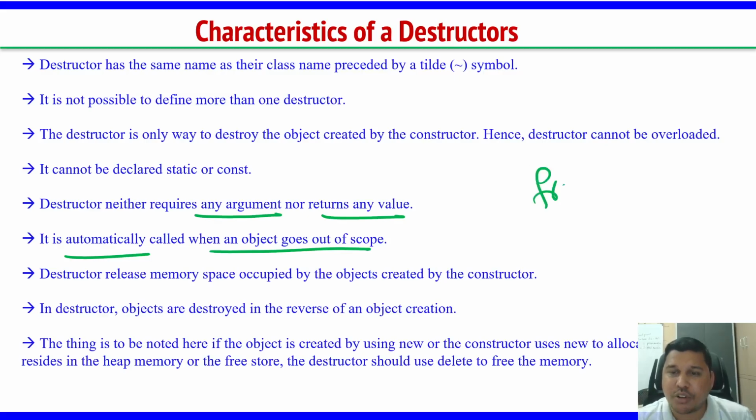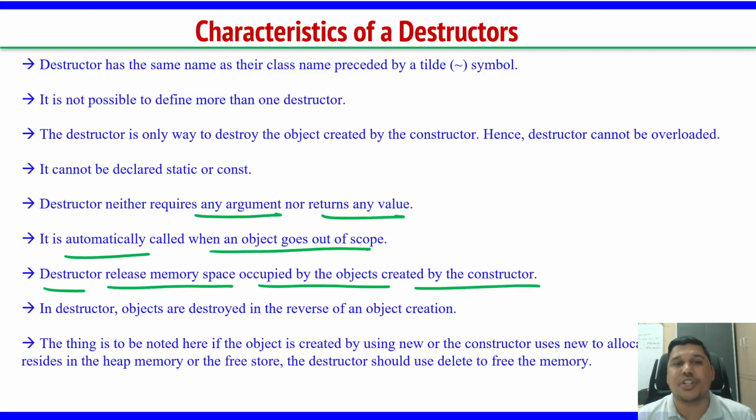It is the same as the free function in dynamic memory allocation, used to delete the memory allocated for that object. The destructor releases the memory space occupied by the objects created by the constructor. Whatever memory was allocated for an object of a class using constructors, that memory can be erased using destructors.